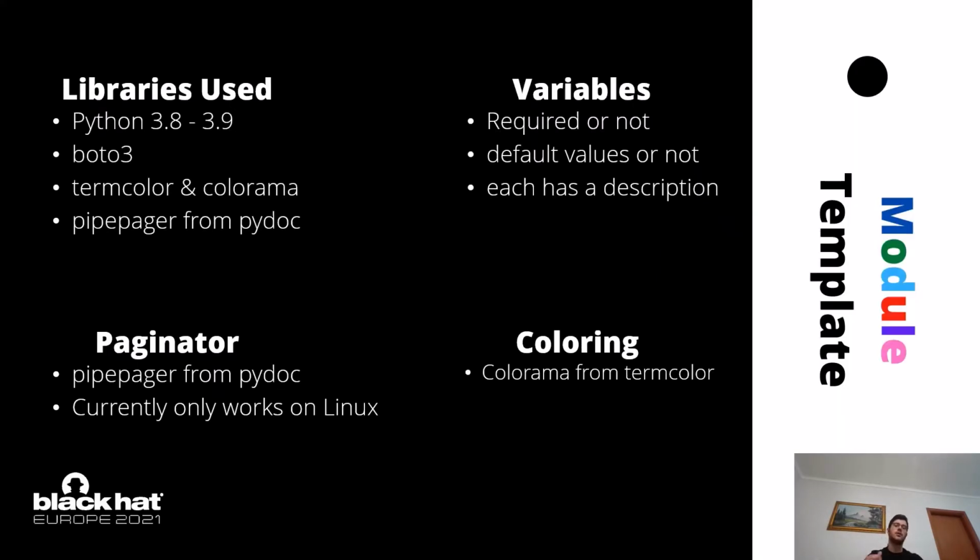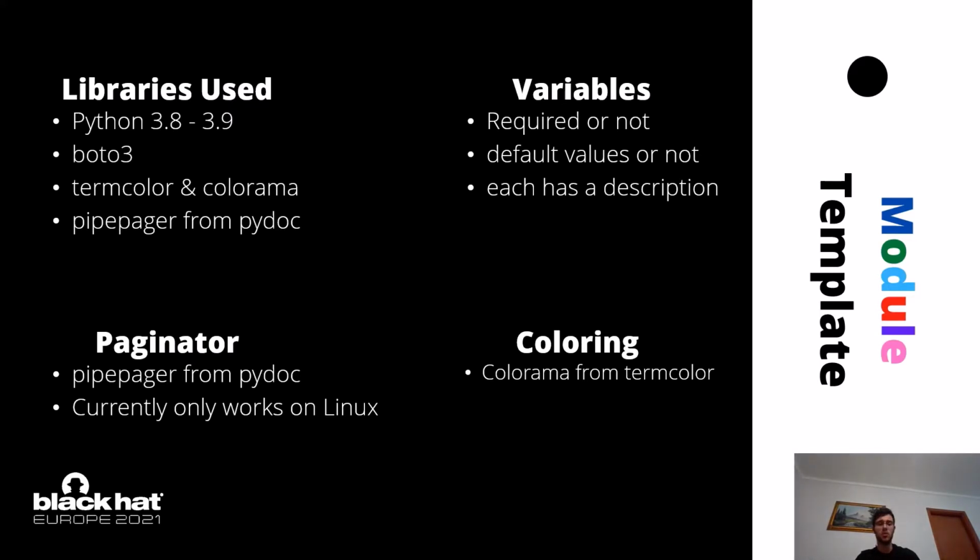The version it is built on is Python 3.8 and 3.9. I started with 3.8. Right now I'm currently working with 3.9, but it works on both. It uses Boto3 because it's practically the only AWS library, but it's actually the best one till now. It's really updated with everything. It's really well maintained and really well documented, so that's why I use that.